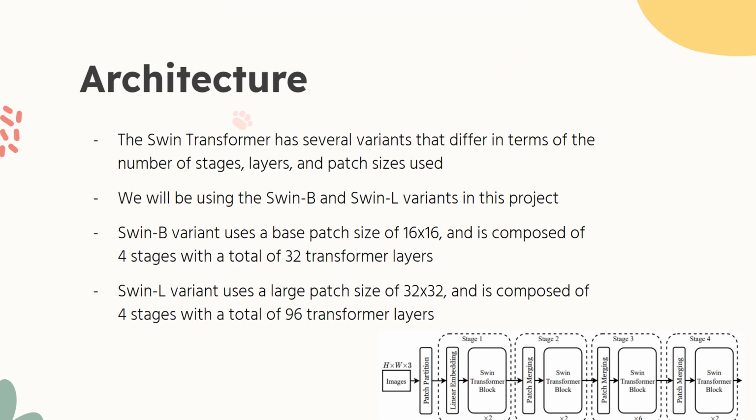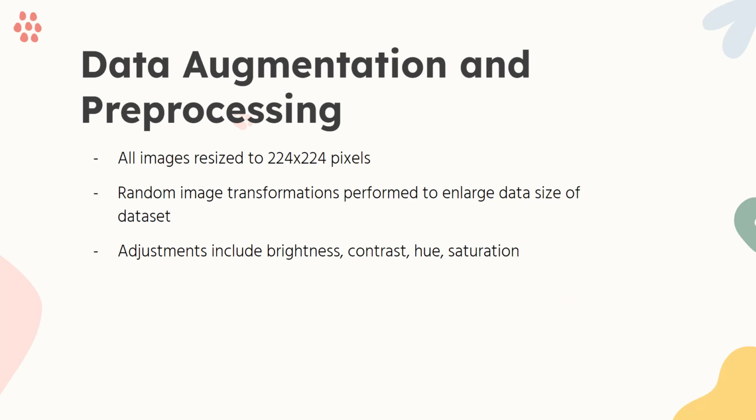The Swin Transformer architecture has several variants that differ in terms of the number of stages, layers, and patch size used. We will be focusing on the Swin B and Swin L variants in this project. The Swin B variant uses a base patch of 16 by 16 and is composed of 4 stages with a total of 32 transformer layers. The Swin L variant, on the other hand, uses a large patch size of 32 by 32 and is composed of 4 stages with a total of 96 transformer layers.